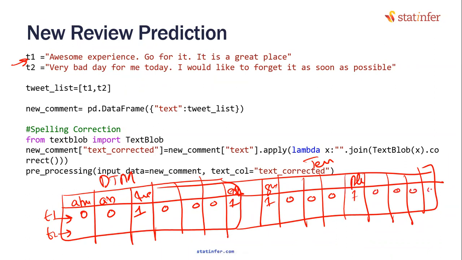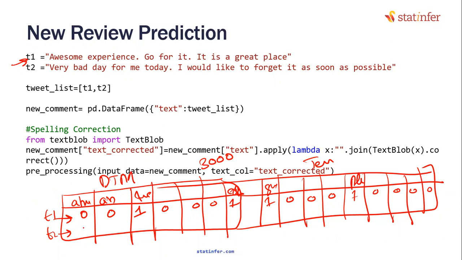Now can the model understand this DTM? Let's say there are 3000 columns in this DTM, so one row is 1 by 3000. If I give this, can the model understand? Can our model give the prediction? Yes, now it can give a prediction because your DTM is the input.